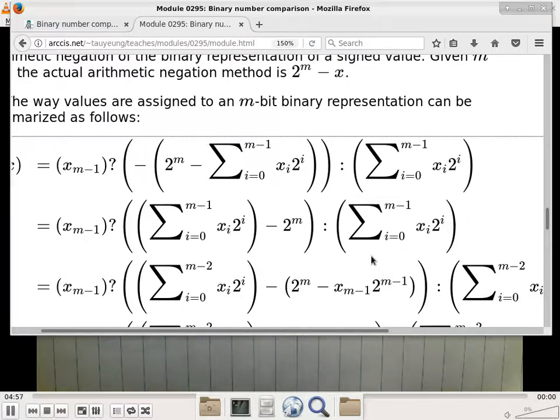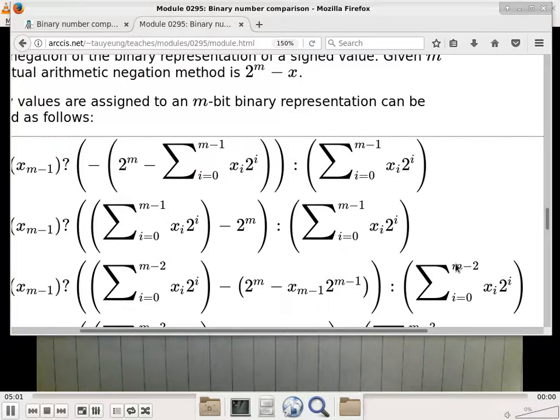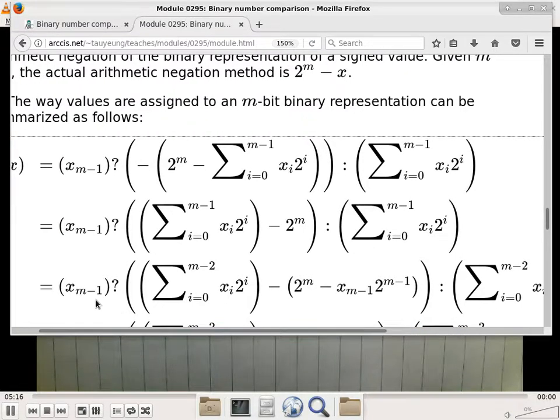Sorry? Oh, yeah, I did change that. I changed it from m minus 1 to m minus 2. Would that make a difference to the else portion? When do I evaluate the else portion? When the condition is false, right? What was the condition? The condition is x subscript m minus 1.